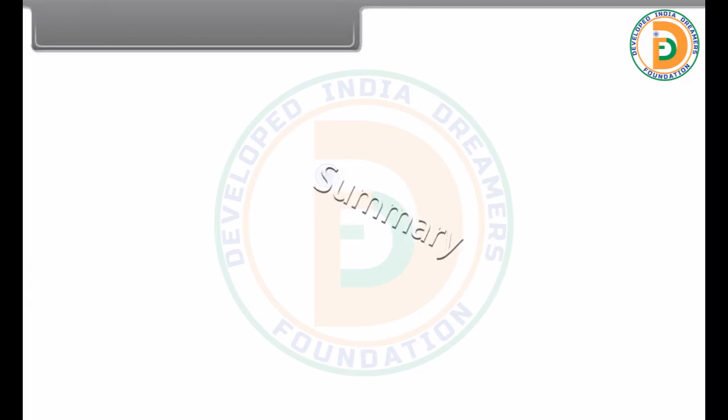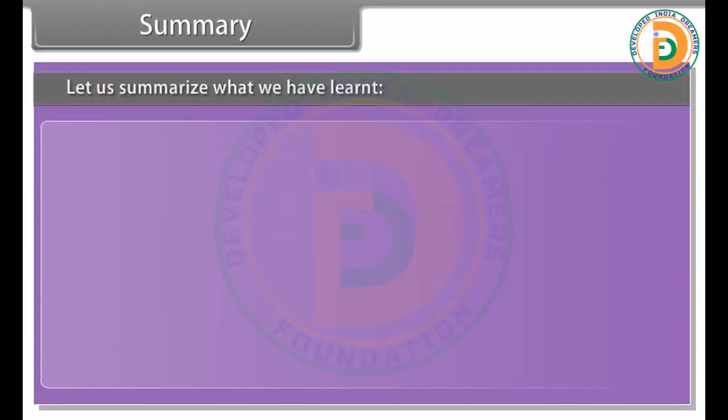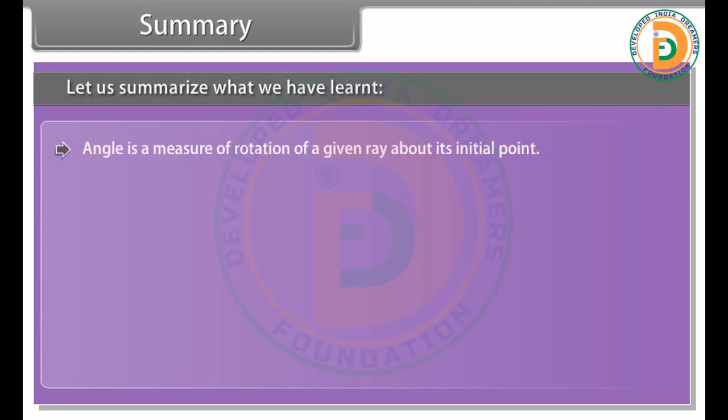Summary. Let us summarize what we have learned. Angle is a measure of rotation of a given ray about its initial point. Radian measure is equal to pi by 180 times degree measure. Degree measure is equal to 180 by pi times radian measure.